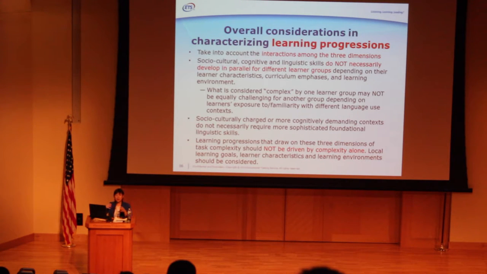If you think about putting all three dimensions together and characterizing learning progressions, obviously we are nowhere near having a good understanding of how these three dimensions interact with one another, so we need a lot more research into that. We also want to recognize that social, cultural, cognitive, and linguistic skills do not necessarily develop in parallel for different learner groups. Take adult learners as an example: they may have very advanced cognitive skills already in their L1, but they may still be deficient in some of the linguistic skills and social cultural skills that will be needed to perform a cognitive function.